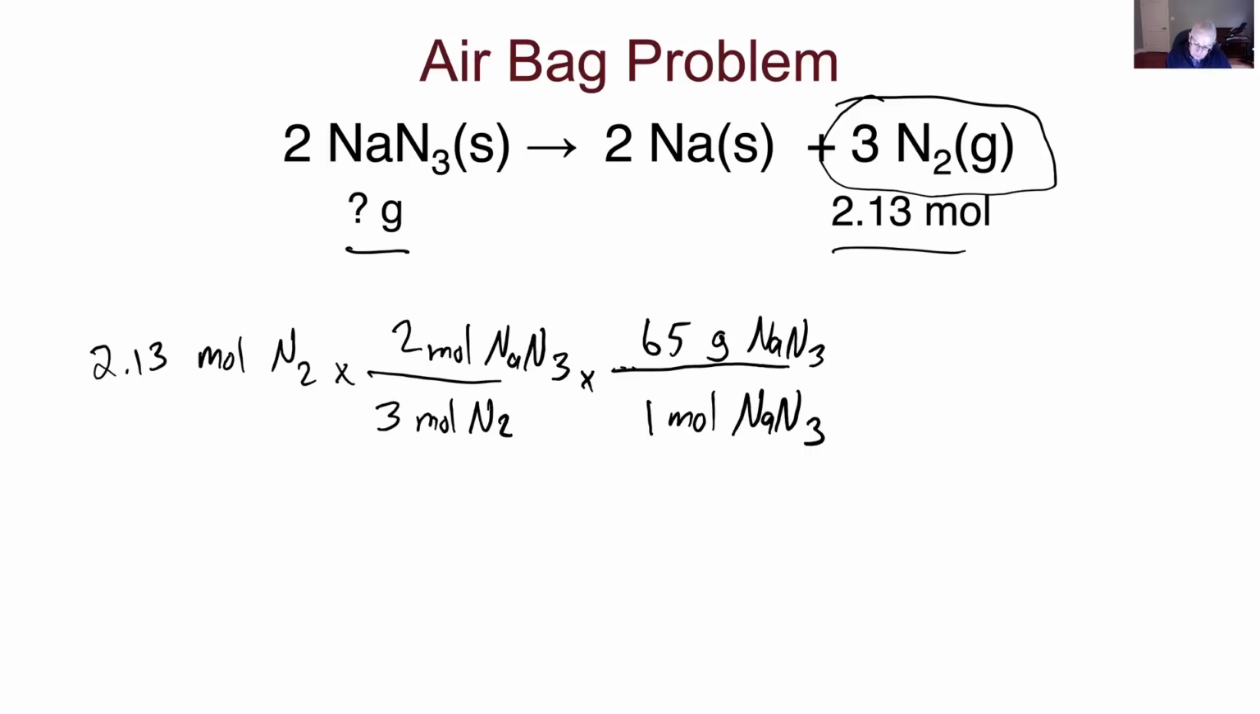Because 3 times 14 is 42 for the nitrogen. Sodium is about 23. That gets me to my 65. So that says I need about 92 grams of my sodium azide to be able to generate the gas that will inflate this bag. Okay, 92 grams, that's a bit less than 1/4 of a pound.